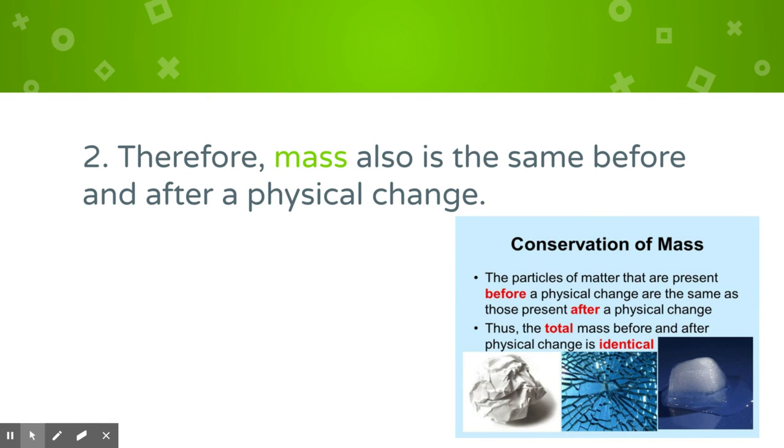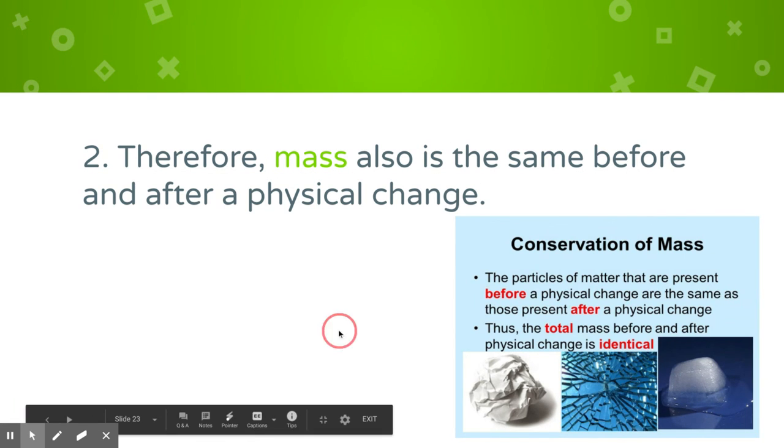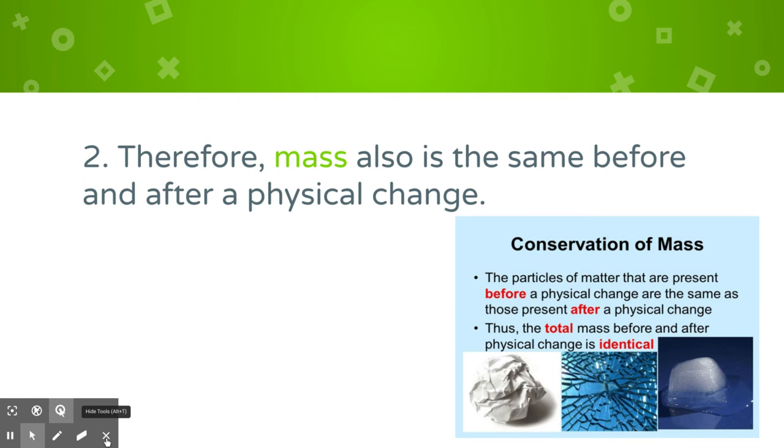Mass is also the same before and after a physical change. If I take a piece of paper and find the mass of it, rip it in half and find the mass of both those halves, it's identical. I haven't lost any molecules. I can't lose atoms. All right, those are the notes for the law of conservation of mass and physical changes. Remember, a physical change is a change that the substance undergoes without changing what it actually is.